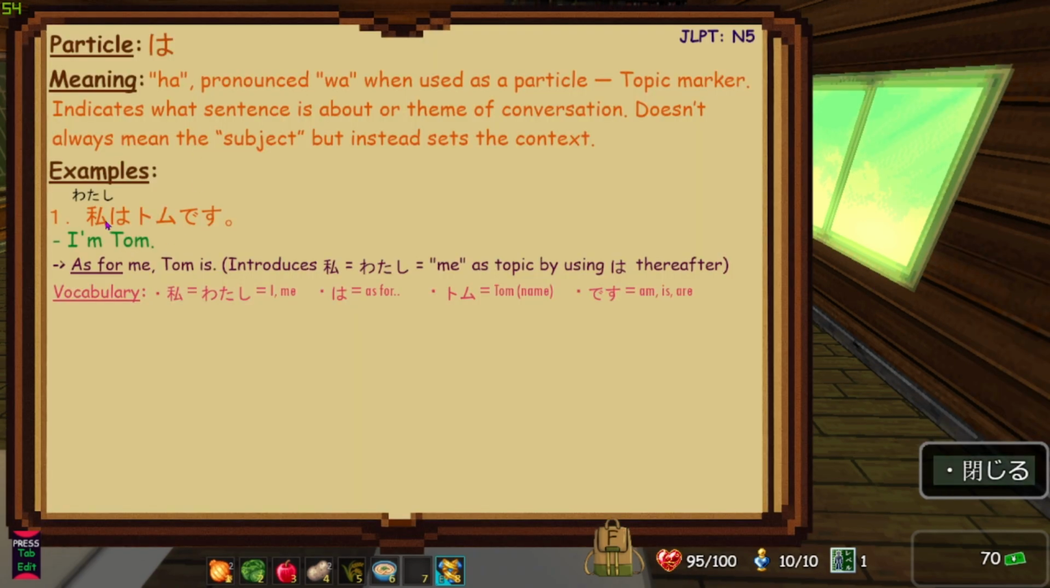So, watashi wa Tomu desu. I'm Tom. As for me, Tom is. So it's introducing watashi, me, as the topic. So as for me, watashi wa. Watashi means I, me. Wa over here is as for. Tomu is Tom the name, and desu is are. So as for me, we're speaking about me now. The topic is me. As for me, I'm Tom.